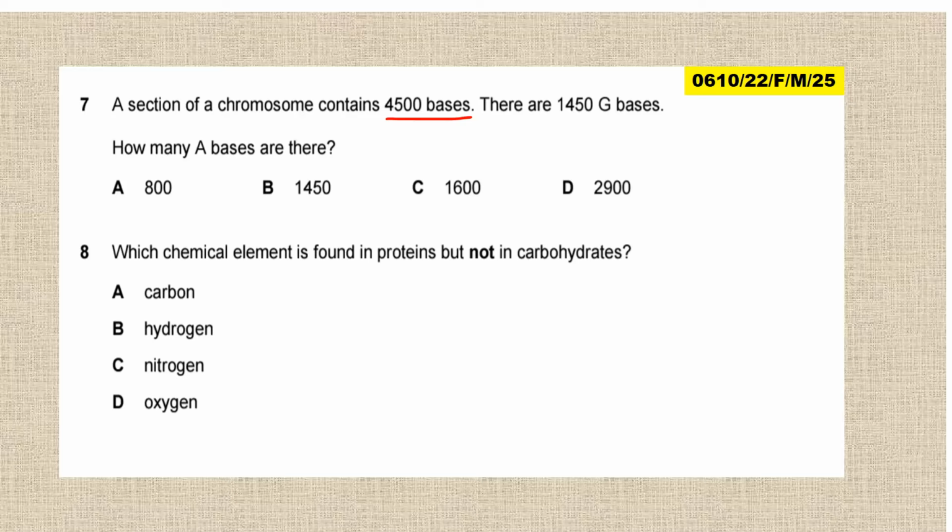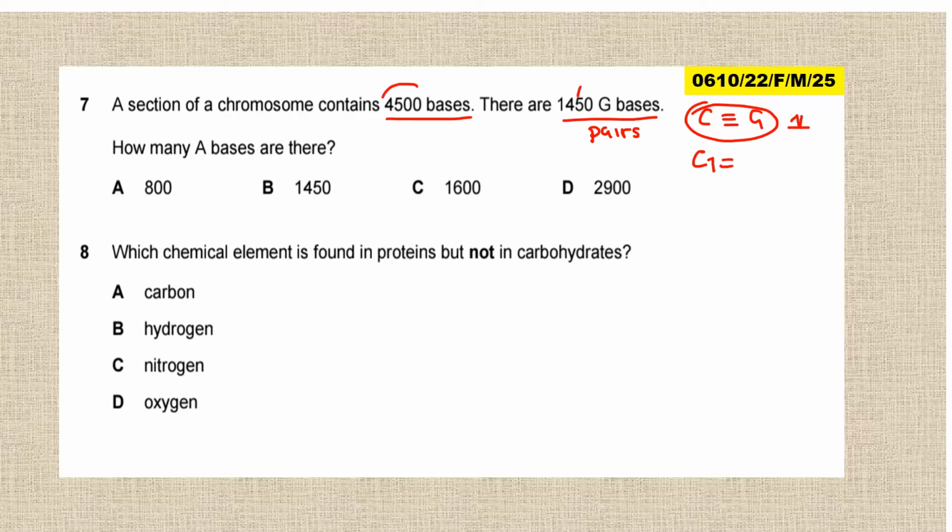So contain 4,500 bases. There are 1,400 G bases. Now, these are bases, not pairs. There's a difference between 1,400 pairs, which means pairs it will be C to G, but not pairs. So, which means this is one pair, but this is a base, which means just G. So there are how many of these? Okay. Then they are saying how many A bases are there.